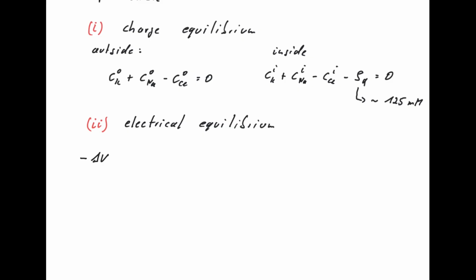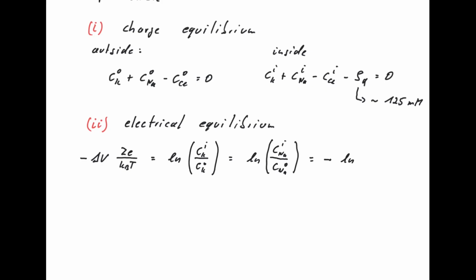Likewise, we have the electric equilibrium, meaning that the Nernst potential of the potassium ions has to be the same as the Nernst potential of the sodium ions and that of the chloride ions, which by now fixes the ratios of the ions inside and outside of these three ions. This is called the Donnan equilibrium.